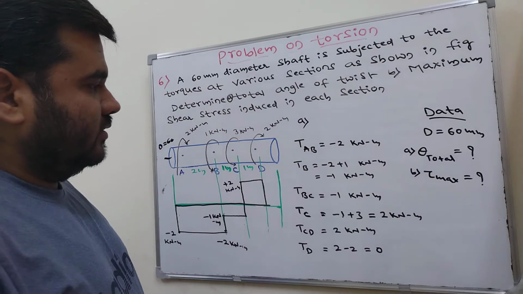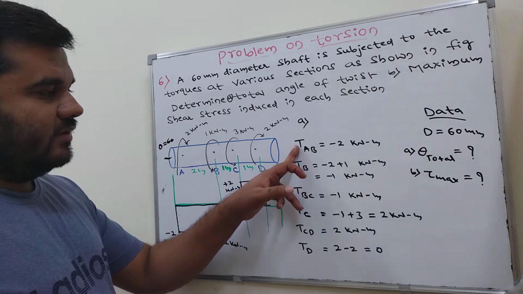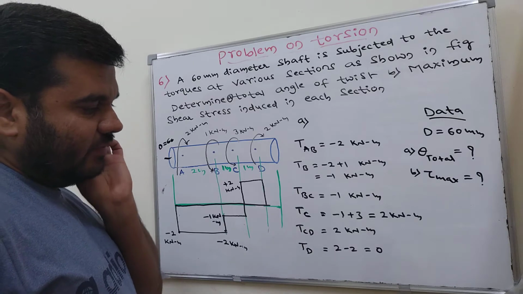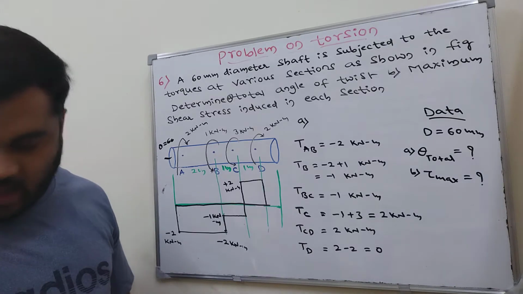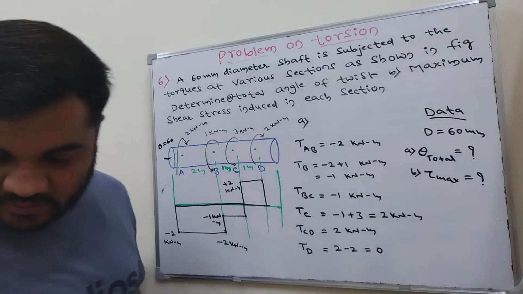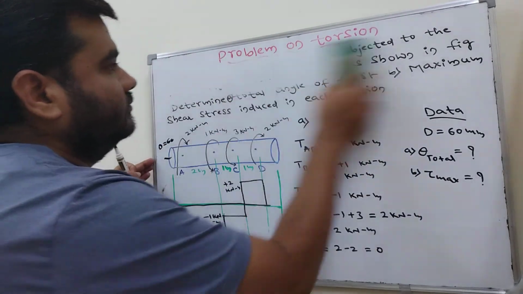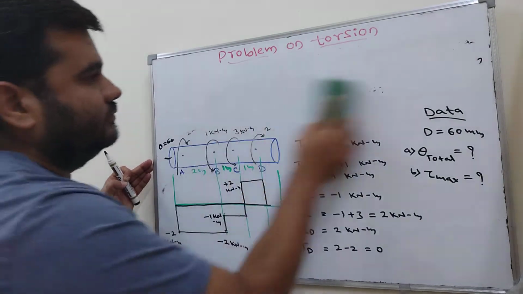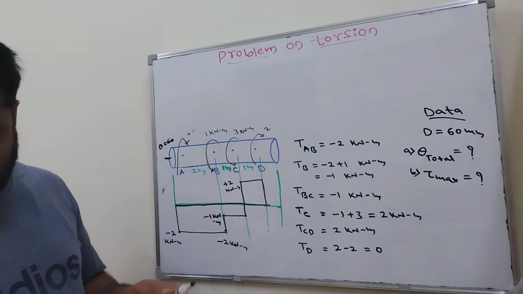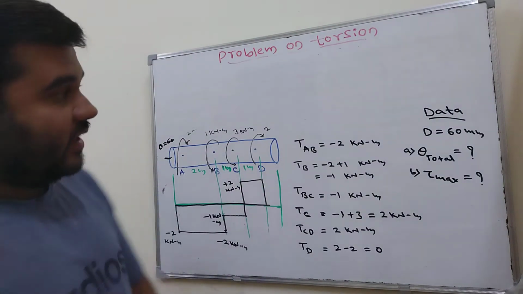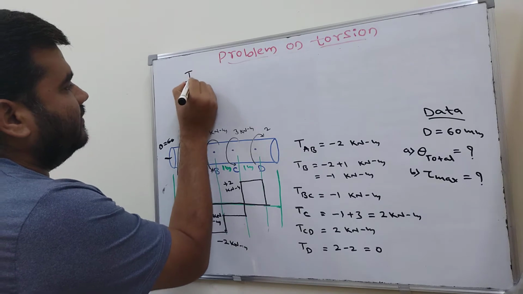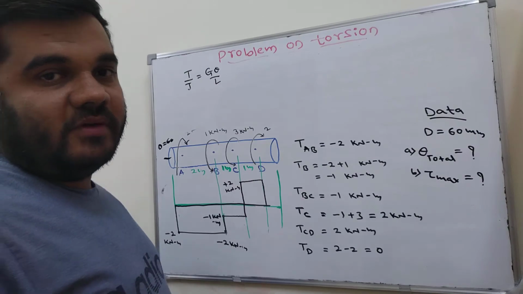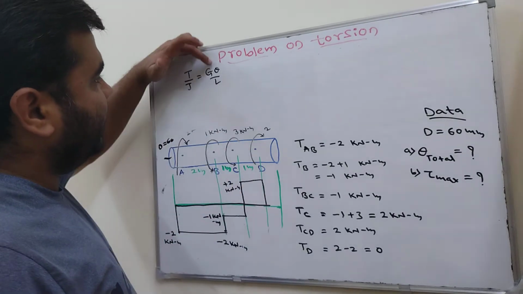Okay. Now once you calculate the torque at AB, BC, and CD, we will go on to calculate the angle of twist. That is the first bit. So first we will calculate the angle of twist one by one here. What is the formula? T by J equal to G theta by L. This is the general formula for torsion. So from this we can calculate theta.